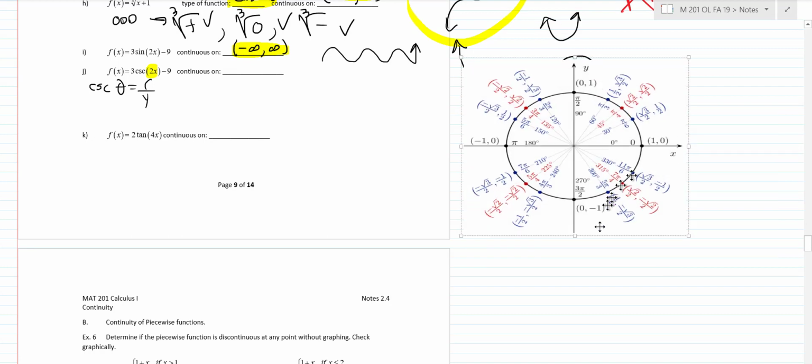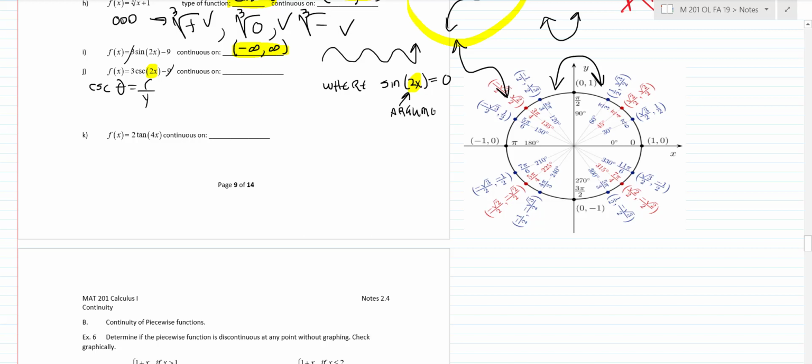Okay, so the thing is you're trying to figure out where the sine of 2x is equal to 0. Not the sine of x, but the sine of 2x is 0. The 3 is just stretching it, making the amplitude 3. The minus 9 is bringing it down. That doesn't have any bearing on this whatsoever. It turns out what matters is just this part right here that we call the argument.